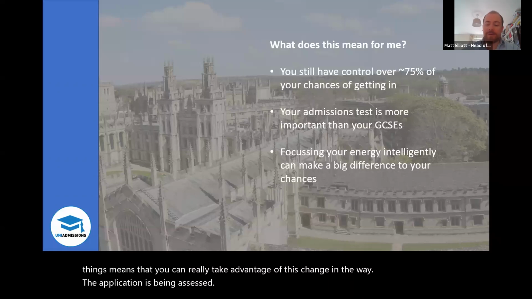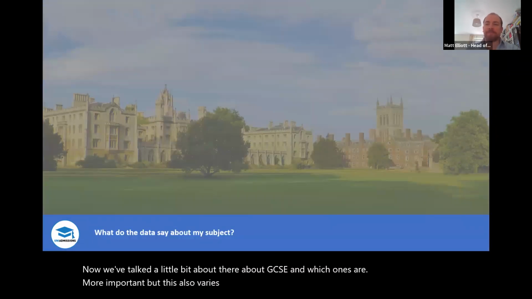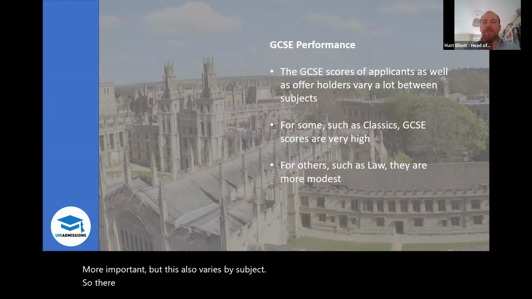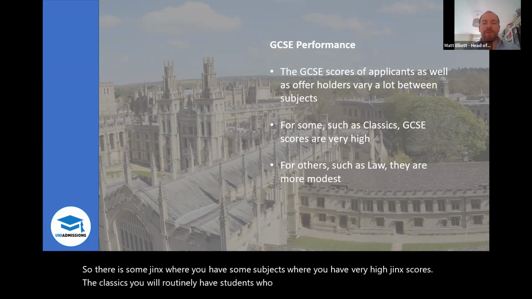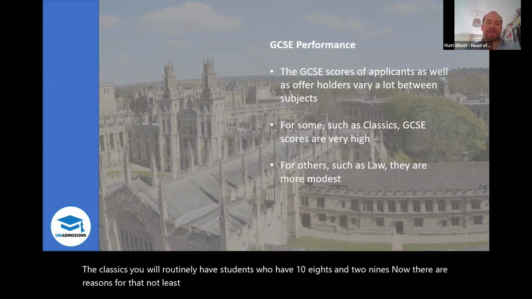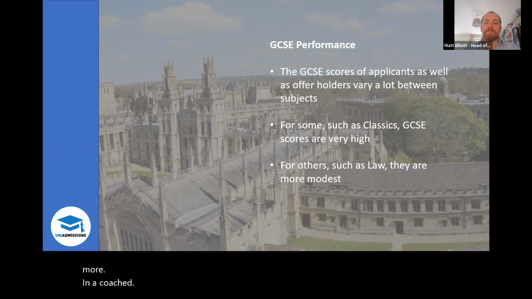Now, we've talked a little bit about GCSEs and which ones are more important, but this also varies by subject. There are some subjects where you have very high GCSE scores. For classics, you will routinely have students who have 10 8s and 2 9s. There are reasons for that, not least that applications for classics tend to be centered in the most expensive schools. Those schools tend to sit more GCSEs. Some of those students will be better coached. But there's a lot of variation between the subjects.